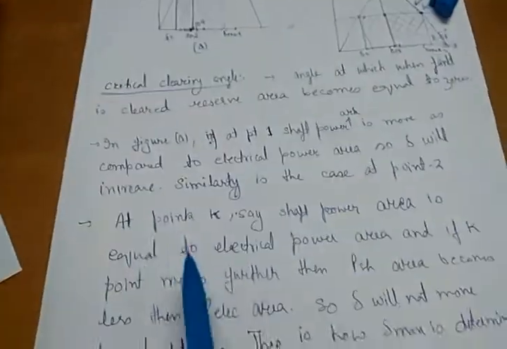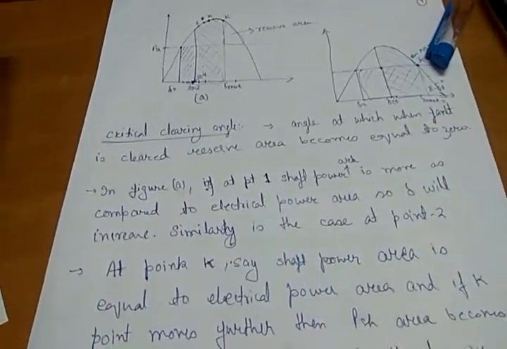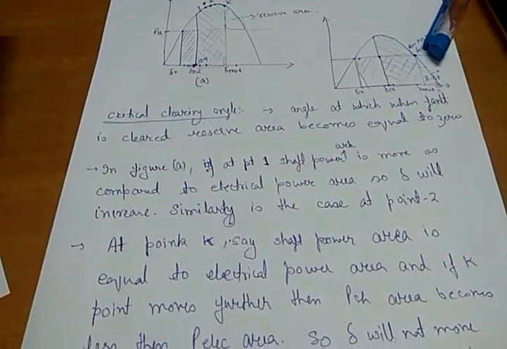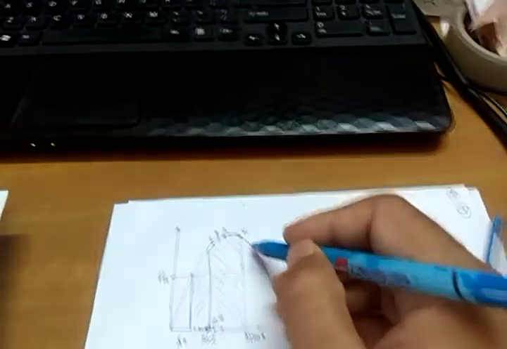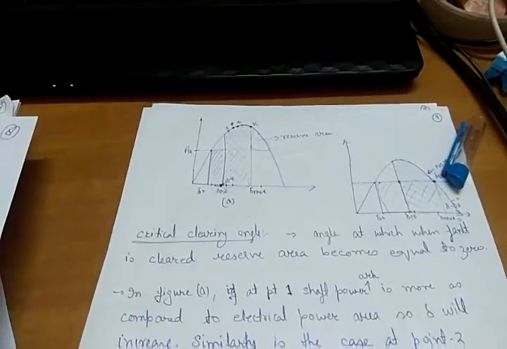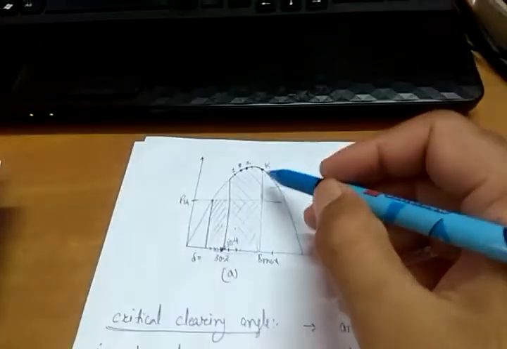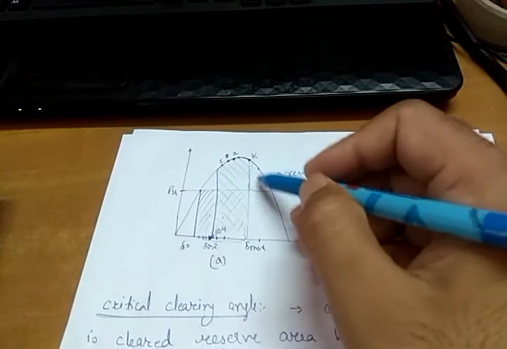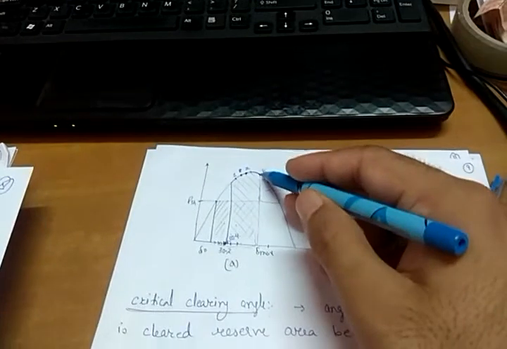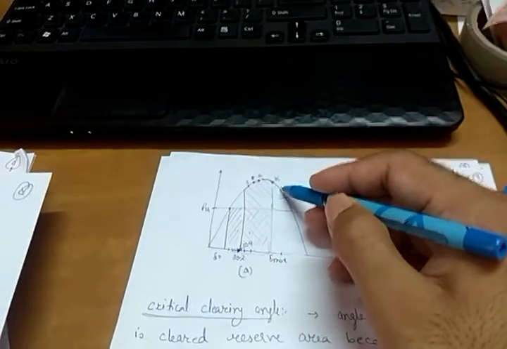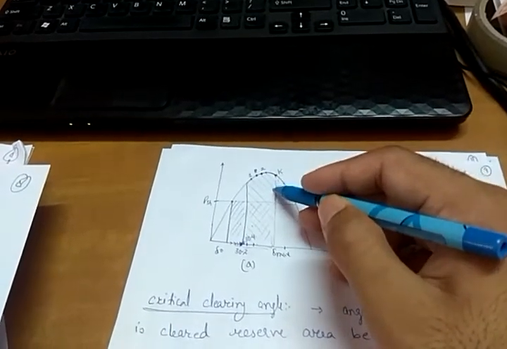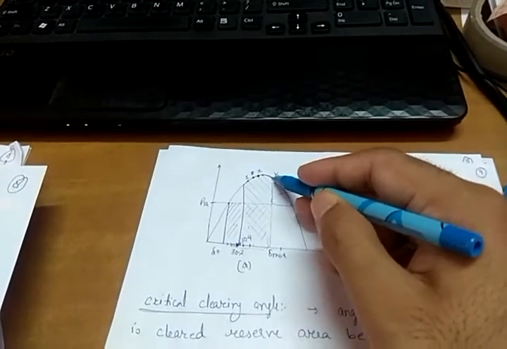Yes. I am saying at point K, both the areas are equal. Shaft power area is equal to the electrical power area. And if I move this K point further, suppose I move this K point here, then what will happen to the shaft power area? Here the shaft power area will become less as compared to the electrical power area. So delta will not move beyond this point K. Okay, because at this point the electrical power area is more as compared to the shaft power area. So K will not move to this point. It will remain at this point.